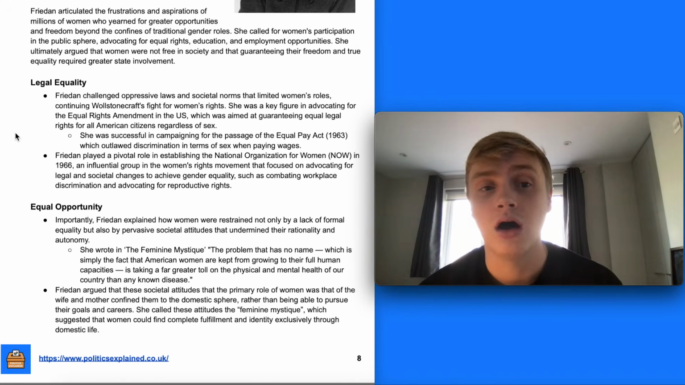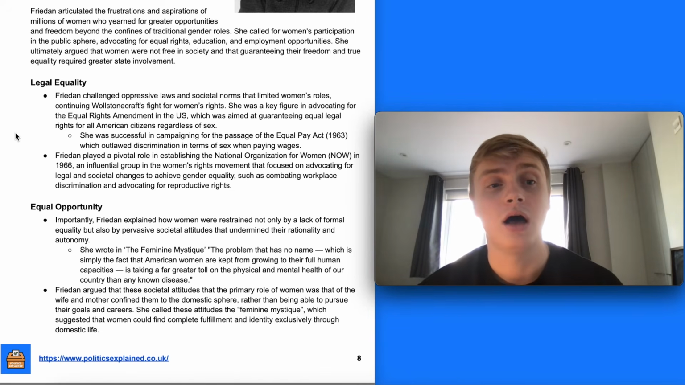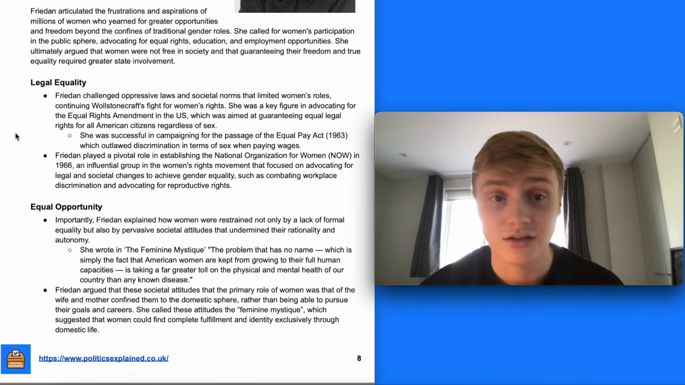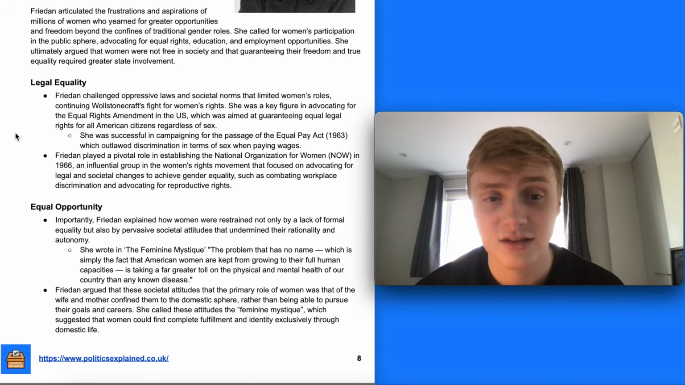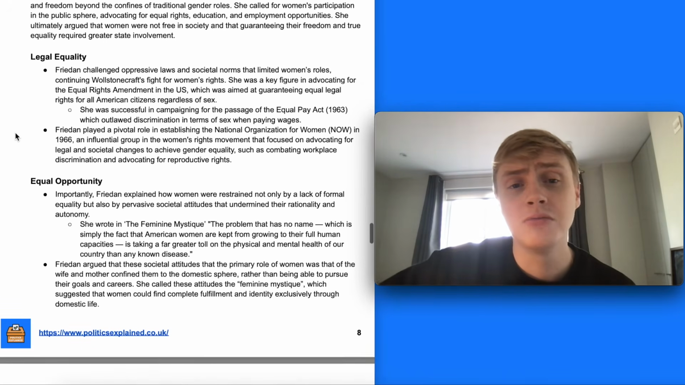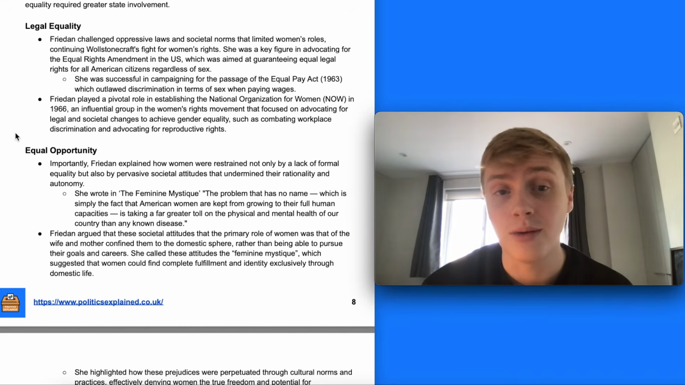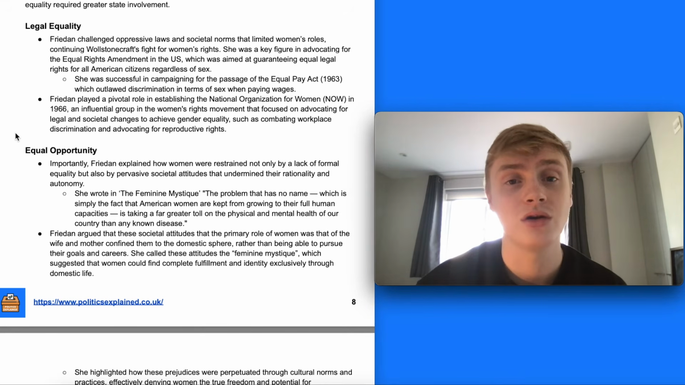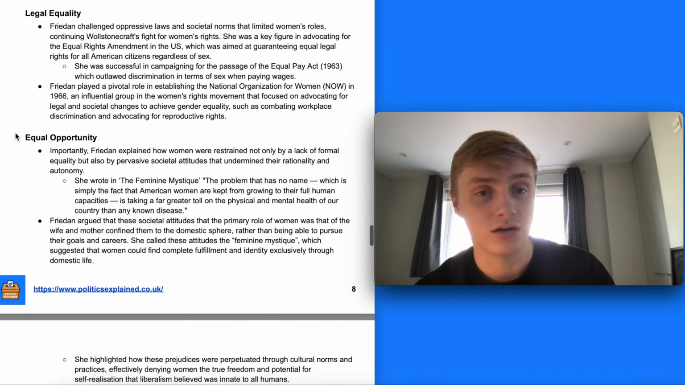This can be seen in her advocacy for the Equal Rights Amendment in the US, which was aimed at guaranteeing equal rights for all American citizens regardless of sex. And she was also successful in campaigning for the passage of the Equal Pay Act of 1963. She was also really important in the National Organization for Women, an influential group in the women's rights movement focusing on advocating for legal and societal changes to achieve gender equality.